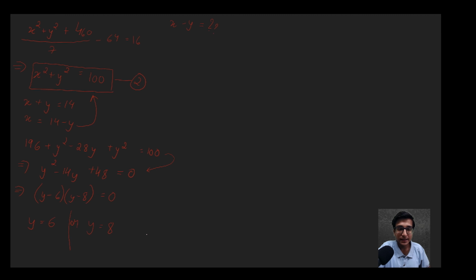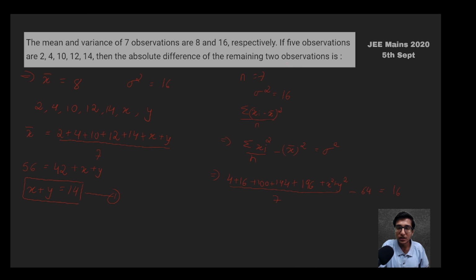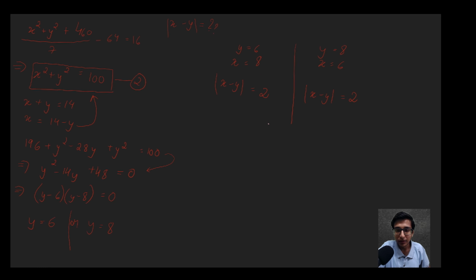Now let's say y is equal to 6, first condition. So x would become 8, and let's say y is equal to 8, then x would become 6. So in both the cases, if we find out the absolute difference, x minus y mod, this would become 2, and here also x minus y mod would become 2, and that is exactly what was asked to us in the question. We needed to find out the absolute difference, so our answer is 2.